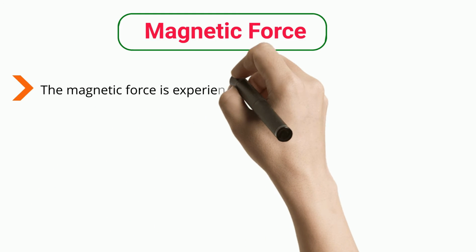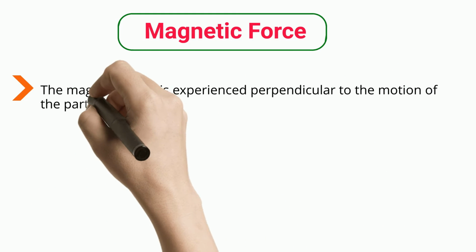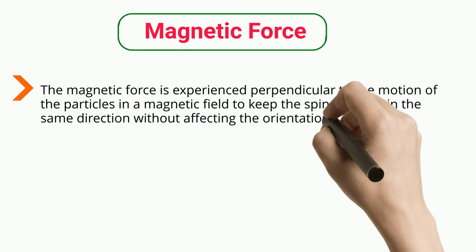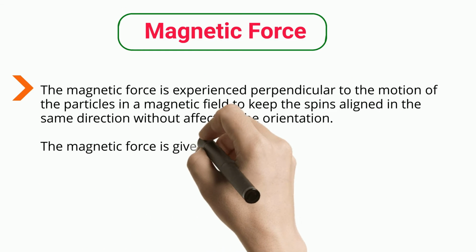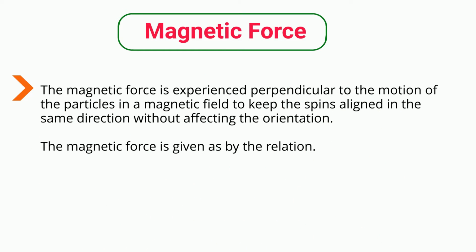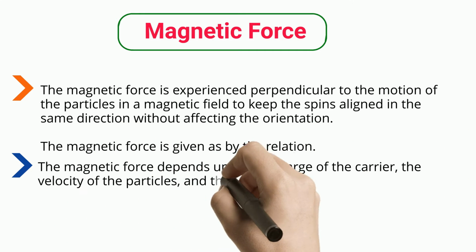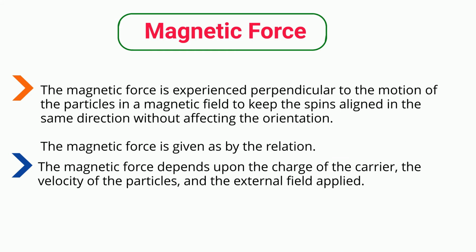The magnetic force is experienced perpendicular to the motion of the particles in a magnetic field to keep the spins aligned in the same direction without affecting the orientation. The magnetic force is given by the relation. The magnetic force depends upon the charge of the carrier, the velocity of the particles, and the external field applied.